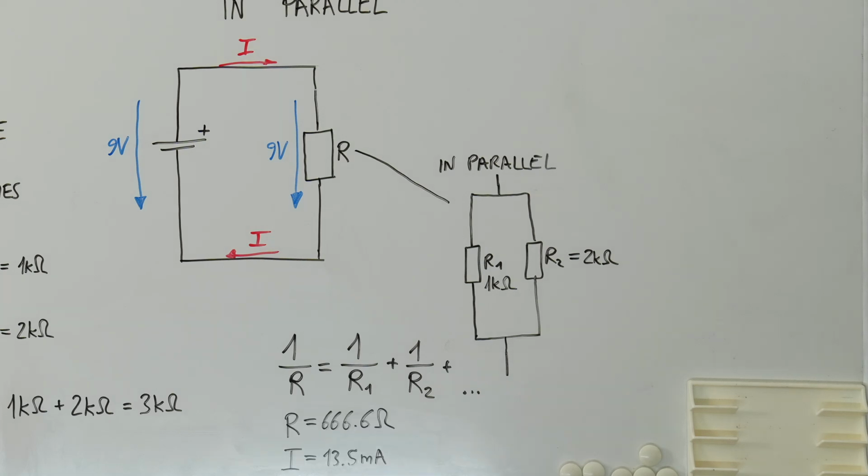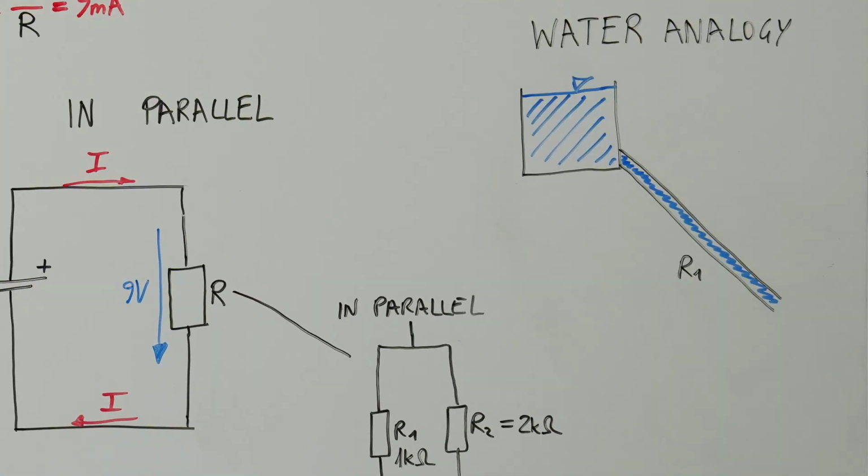You could compare adding a second resistor in parallel to adding a second tube in our water pipeline. A second tube would allow more water to flow through, effectively increasing the total flow rate, just as adding a second resistor in parallel decreases the total resistance and increases the current flow.